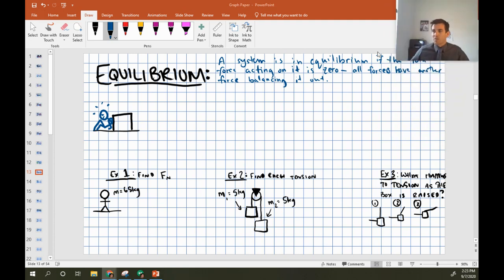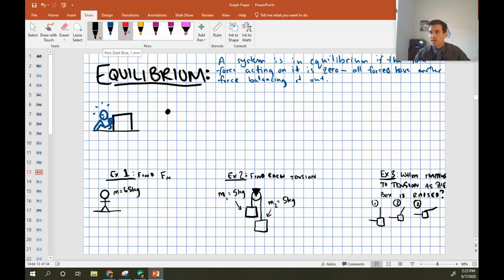But anyways, that's a system in equilibrium, and I'm going to show you what that looks like on a free body diagram. And then I'm also going to show you a new thing called force equations that will prove it in a different way.